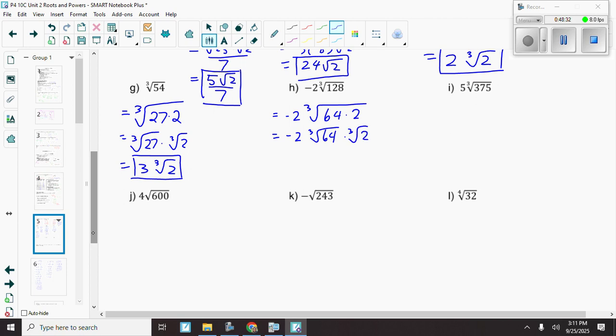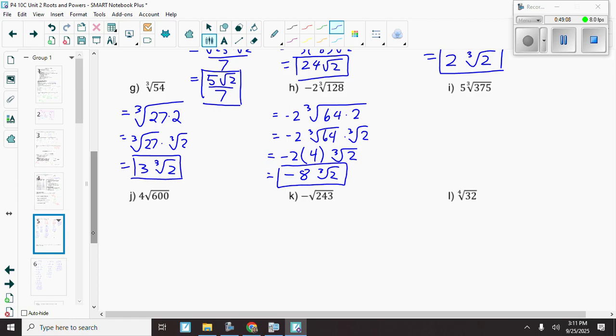Okay, I'm just separating the 2 into individual radicals. And then I'm doing negative 2 times, the cubed root of 64 is 8. Nope, sorry, cubed root of 64 is 4. There we go. Now I'm just cleaning it up a little bit. I'm doing 4 times negative 2, which gives me negative 8 times the cubed root of 2.